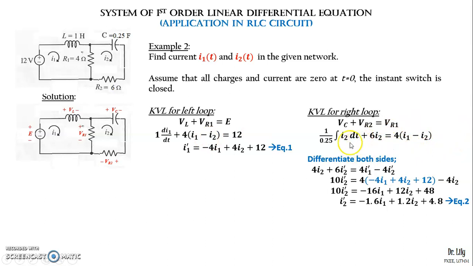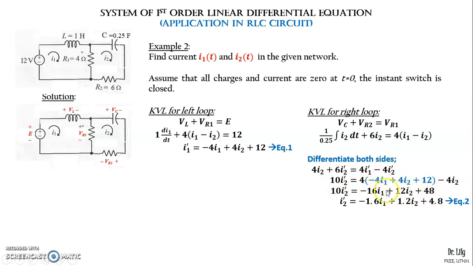Okay, and then after that, since kat sini you ada integrate, you need to differentiate both of the side. So you differentiate sebelah sini, you differentiate integral I2, you akan dapat I2. So 1 bagi 0.25, you dapat 4. So sini you ada 4I2. Tambahkan, you differentiate 6I2, you akan dapat 6I2 prime equal to 4I1 prime minus 4I2 prime. Okay. So, bila you dah dapat persamaan ni, based on equation 1, kita gantikan I1 prime ke dalam persamaan ini. Sebab kita nak cari apa itu I2 prime. Okay. So, I1 prime you ganti dengan negative 4I1 plus 4I2 tambahkan dengan 12.